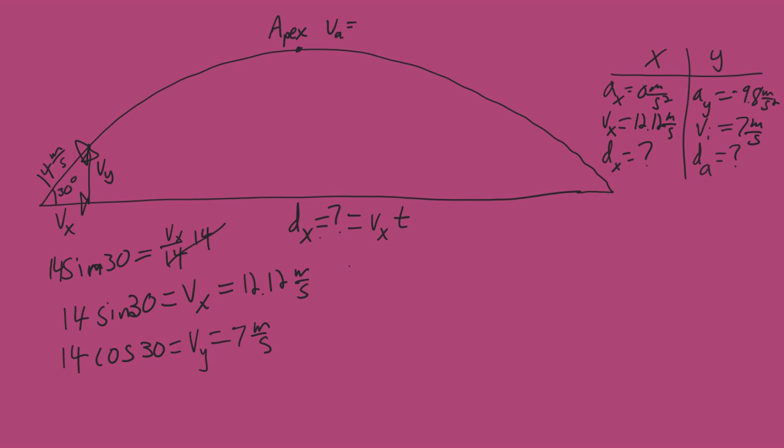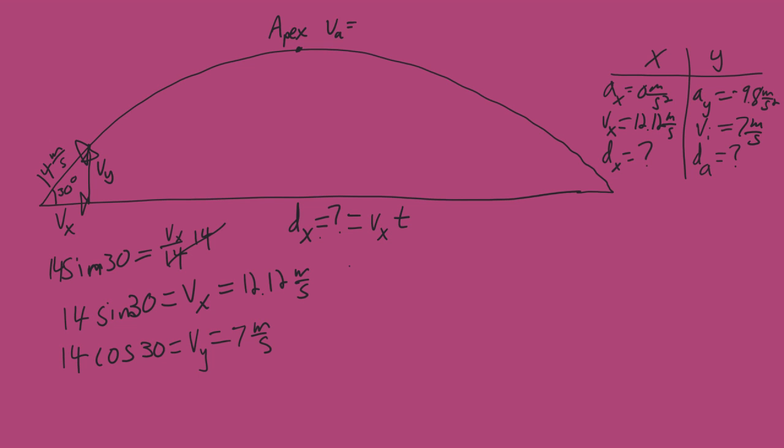So that 14 is going to be changing over time, but it's moving in both directions. So we need to split it up into the horizontal and vertical components so that we can deal with both of them. Because the horizontal velocity is going to stay constant, it's not going to change. But the velocity in the vertical direction is going to change. So it's not going to stay 7 meters per second the entire time.